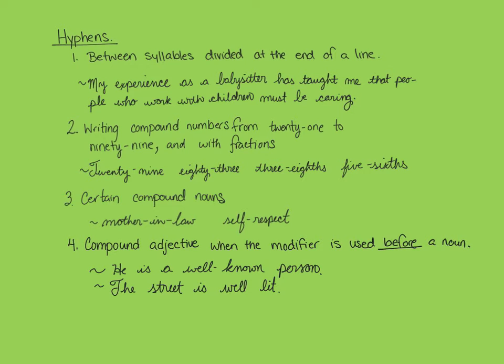The final case is when it is part of a compound adjective, so an adjective that uses more than one word, when it's a modifier that's used before a noun. If it's used after a noun, you would not use a hyphen. So in the first example, he is a well-known person. Well-known is two words to make one descriptor, which is why it's compound and it comes before the person. So it has a hyphen.